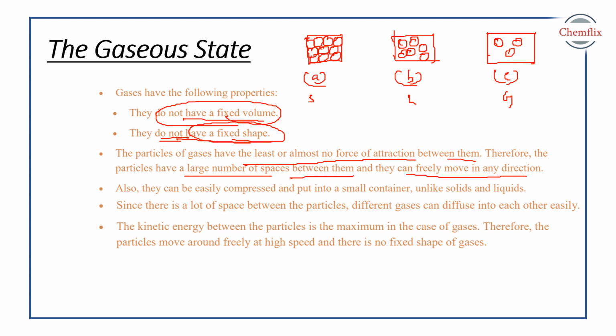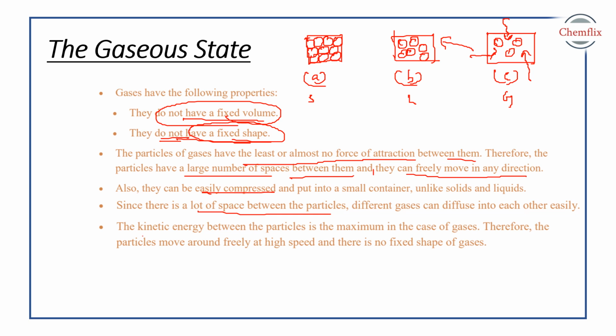So the particles of gases have almost no force of attraction between them because almost all the space is empty, and therefore the particles can freely move in any direction. Also, they can be easily compressed to form liquid or even solid and put into a small container, unlike solids and liquids. Since there is a lot of space between the particles, different gases can diffuse into each other easily, because there is a lot of space between them.